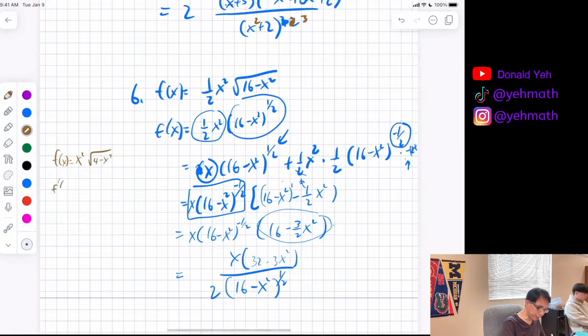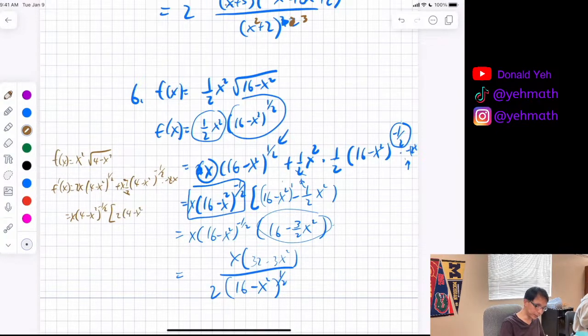Okay, this is easy. f prime of x equals 2x times (4 minus x squared) to the 1/2, plus x squared times (4 minus x squared) to the, wait, hold on, negative 1/2, times negative 2x. Did you do that? Yeah. Did you factor out the most negative? And did you factor out x? They both have x, by the way. The 2 is going to cancel out. So what you have left is 2 times (4 minus x squared).